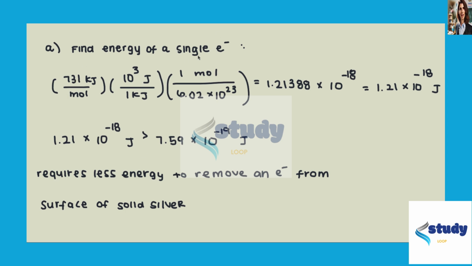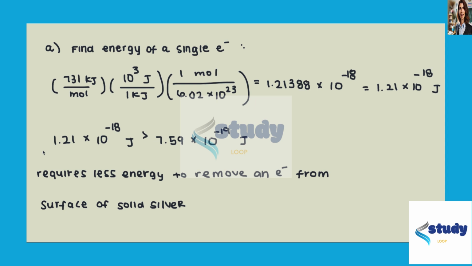So for part A, the first thing that we need to do is find the energy of a single electron off the surface of silver, because we're told the energy of the atom. So we're going to do a little bit of dimensional analysis to figure that out. We'll have 731 kilojoules per mole. We'll multiply that by the fact that there are 10 to the third joules in every 1 kilojoule. And then to cancel out that mole, in every 1 mole, we have 6.02 times 10 to the 23rd electrons. And that simplifies to roughly 1.21 times 10 to the negative 18th joules.